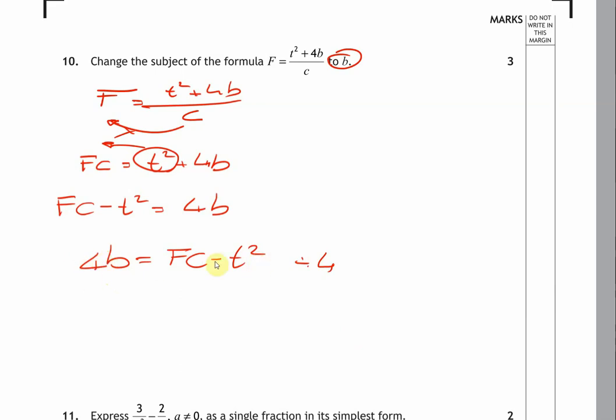So if we divide both sides by 4, our equation becomes B equals FC minus T squared, all divided by 4. Again, you could divide these individually, but then when you combine them with the laws of fractions, you would have the common denominator on the bottom, so it would be FC minus T squared, all divided by 4. And that's how you go about changing the subject of the formula from F to B.